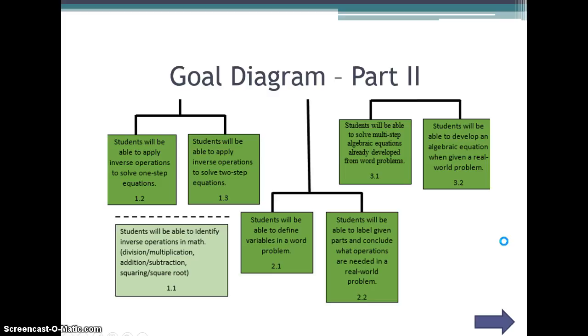The rest of the goal diagram outlines what students will need to be able to do to meet those 3 learning objectives in order to master the instructional goal. One of the entry-level skills that I've identified is that students will be able to identify inverse operations in math. This is something students start looking at as early as 6th and 7th grade, and it's important that they still have that skill throughout 12th grade.